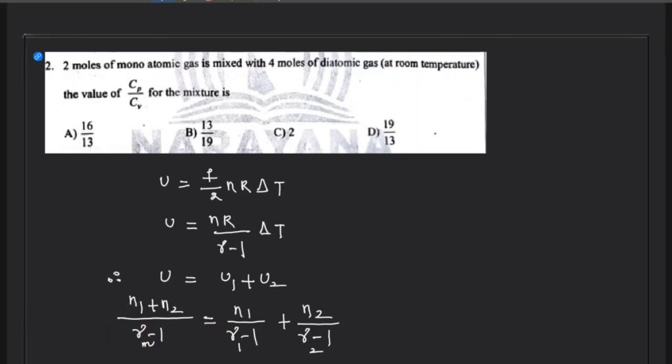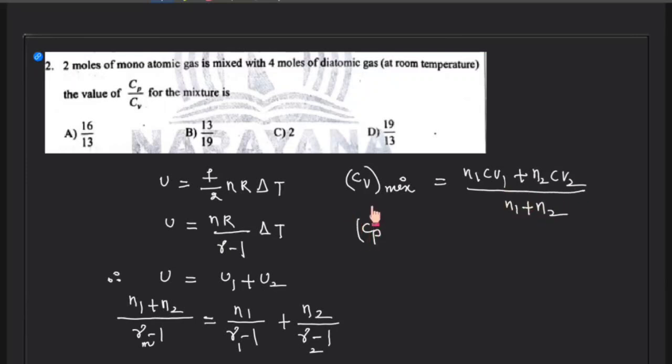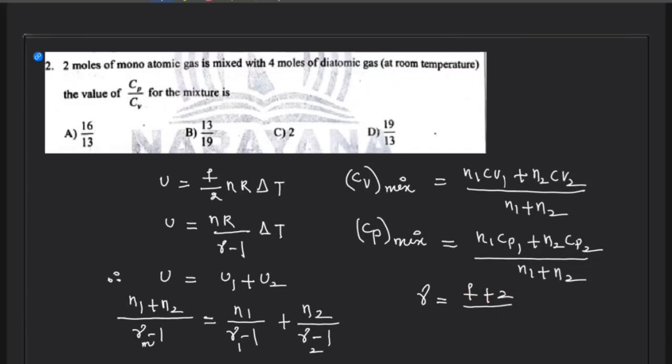The formulas for Cv mixture and Cp mixture are also important, at least for the next exam. There is no rule that they will ask only about gamma mix again. So Cv mix can be written as N1 Cv1 plus N2 Cv2 by N1 plus N2. The same way, Cp mixture is equal to N1 Cp1 plus N2 Cp2 by N1 plus N2. And there is one more formula that you have to keep in mind: gamma is equal to F plus 2 by F. Please keep that in mind.